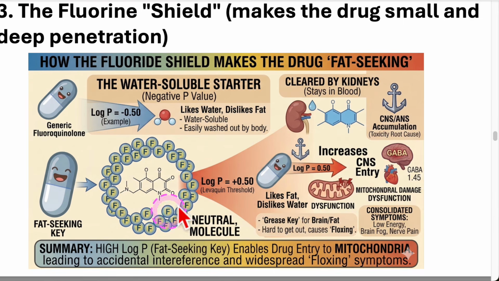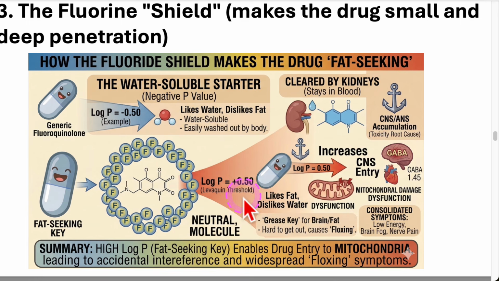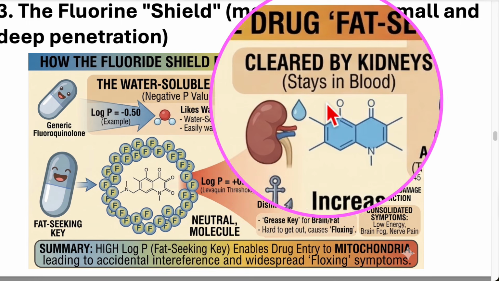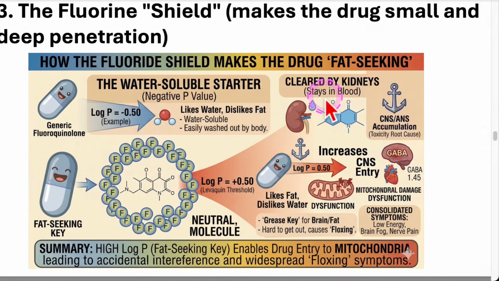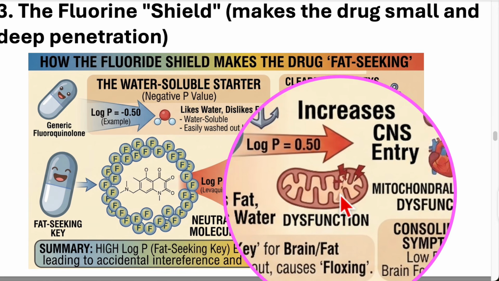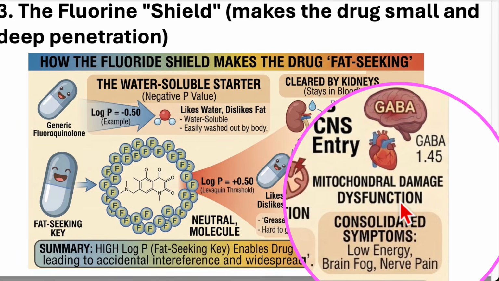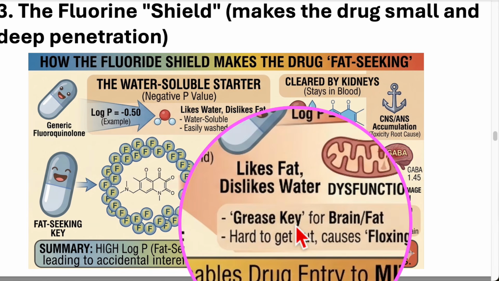Okay, now we're going to the fluoroquinolones. You have the fluoride. This is just an infographic, using an analogy of plus 50 right here. So when that happens, it's not cleared by the kidneys. It stays in the bloodstream because the kidneys only filter out water-soluble products, right? So this is a fat-soluble product. What happens here is it starts to accumulate in your central nervous system. It affects the DNA, the mitochondrial DNA, causing mitochondrial DNA dysfunction. It's greasy. Remember, it's greasy.